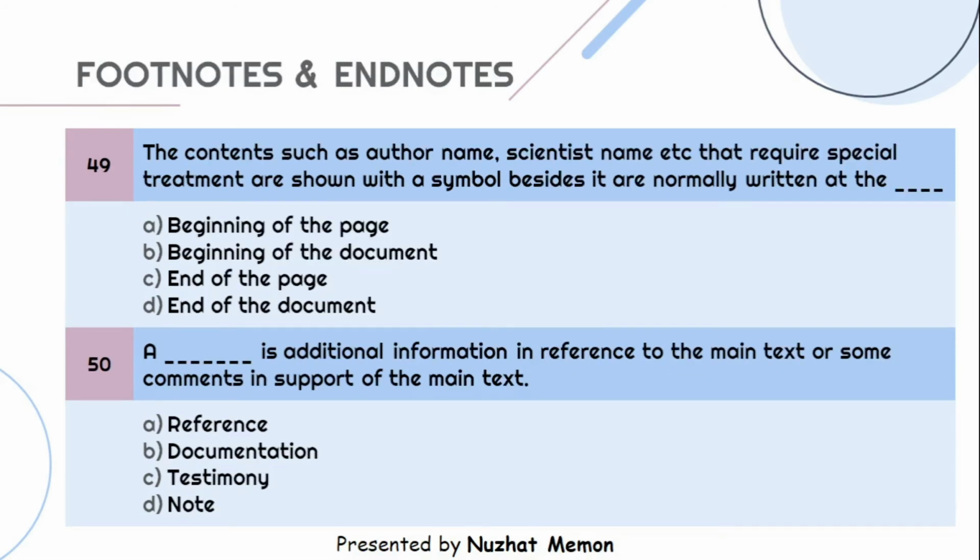Here we continue our topic, footnotes and endnotes. So the contents such as author name, scientist name, etc. that require special treatment are shown with a symbol beside it and are normally written at the end of the page. A note is additional information in reference to the main text or some comments in support of the main text. So here the correct option is note. You have to remember this.